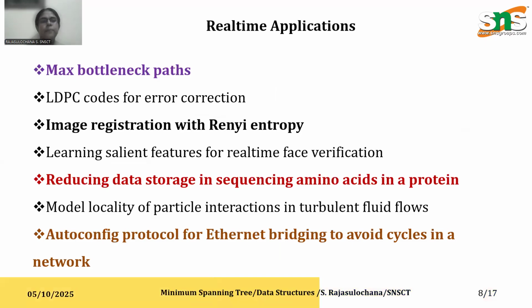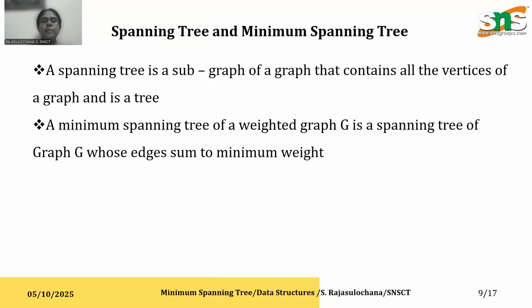Here are some of the applications where spanning tree concept is applied. It is used in identifying the maximum bottleneck path and removing it. It is used in error correction and image registration. It is also used for real-time face verification. It is used for reducing the data storage, and it is also used for configuring the protocol for Ethernet bridging to avoid network cycles.